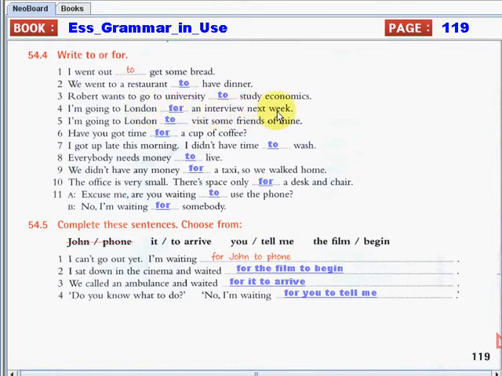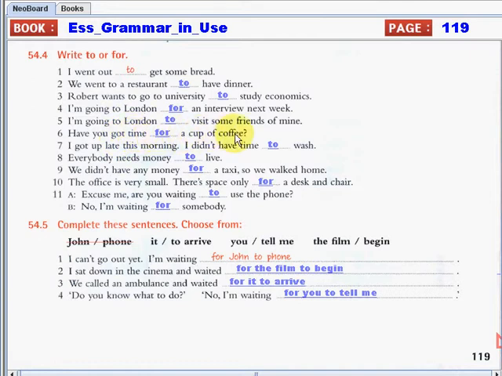So you can see that there is the aim or the purpose of the sentence because of the words I'm going to London interview. So we will use the word for. Number 5, I'm going to London blank visit some friends of mine. So there is the verb visit, so we should use the word to. Number 6, have you got time blank a cup of coffee?